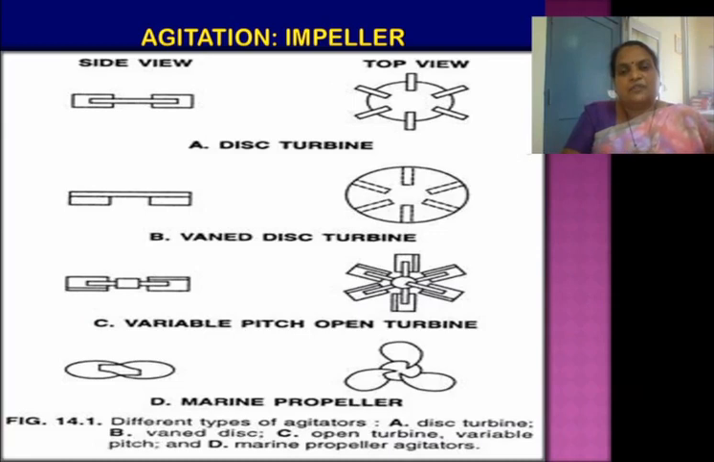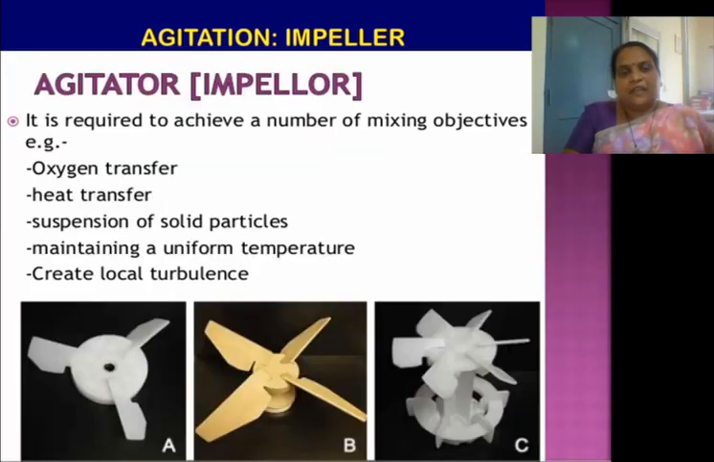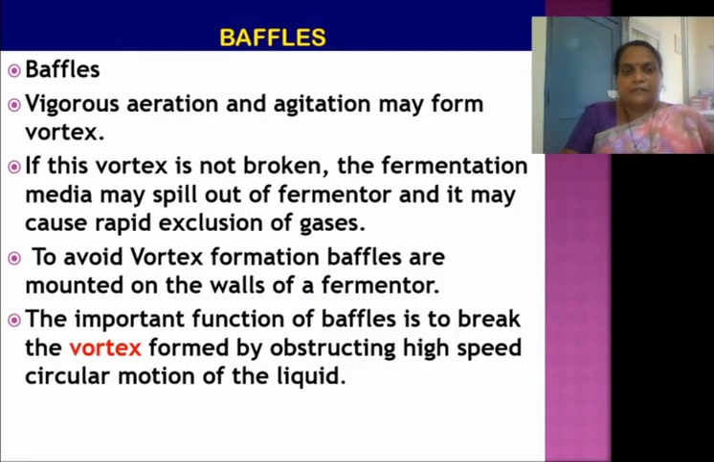So here the diagrams are showing some of the impellers. Disc turbine impellers, vane disc turbine impellers, variable pitch open turbine impellers and marine propeller like impellers. Here you will get a clear idea how the impellers are. They are like the blades of a fan that move and rotate and mix the medium and the contents. It is required to achieve a number of mixing objectives: oxygen transfer, heat transfer, suspension of solid particles, maintaining a uniform temperature and creating local turbulence.